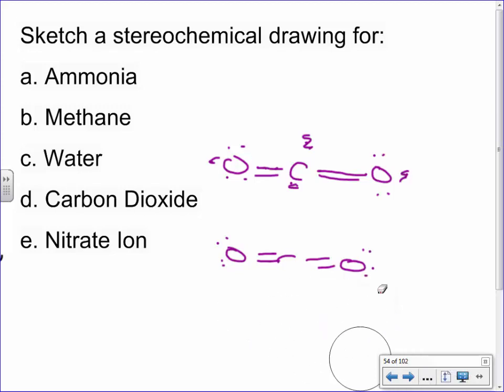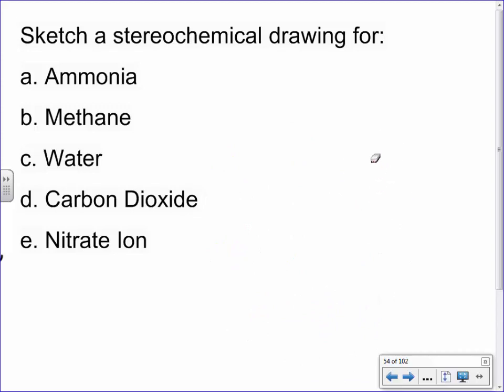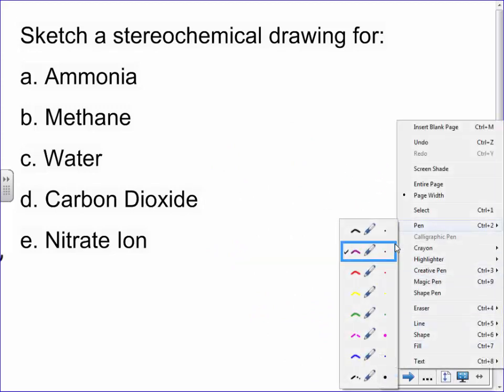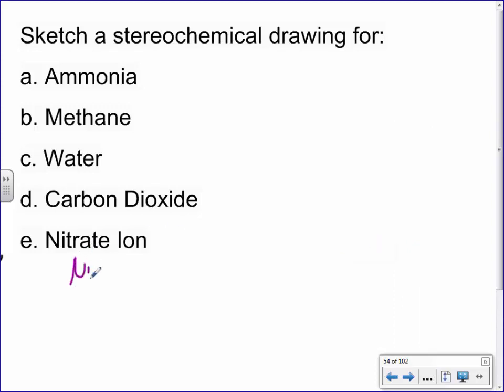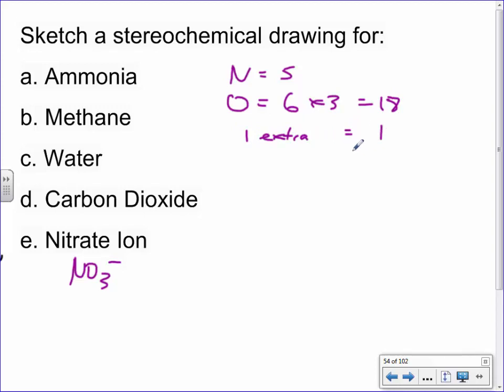Nitrate. What's different about doing an ion? Yeah, you have that extra electron due to its charge. Nitrate is an NO3, but you don't piece it together in the same way because the only reason this exists is because there's an extra negative electron on it. So if I were to do this one here, the best way I found to explain this one is say that nitrogen has 5 valence electrons, oxygen has 6, but you need 3 of them, so that's 18. And then there is 1 extra electron due to its charge.